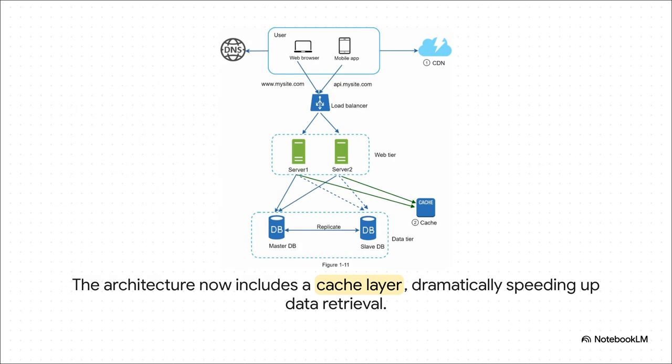Okay, so let's plug this into our architecture. We put the cache layer right between our application and our database. And the flow is super simple now. Does the application need some data?